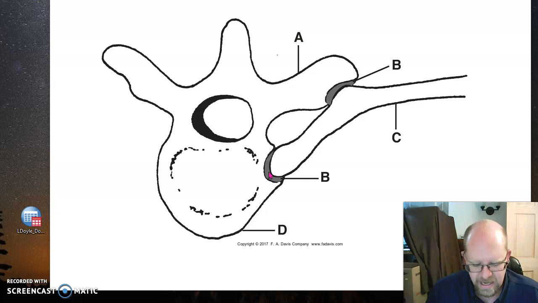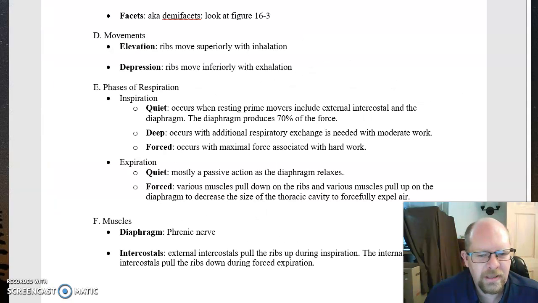Now, if we look at B, another good place to look for this is 16-2 in your textbook. B is the costotransverse joint. So A is the transverse process, B is the actual joint itself, and C is the rib. So this area right here, this is called the costal tubercle, and it articulates with that facet of the transverse process. So let's take a look at a little bit of movement that can occur here.